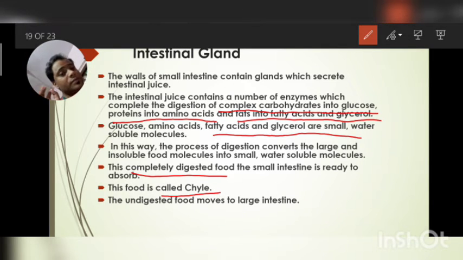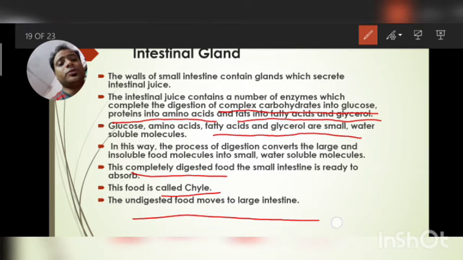Now see, two questions come here for difference. What is the difference between pepsin and trypsin? See, pepsin acts in the stomach, while trypsin acts in the small intestine. Pepsin is secreted by the gastric gland in gastric juice. Trypsin is secreted by the pancreas into the small intestine. Pepsin breaks large proteins and helps convert them into smaller proteins. Okay, and whatever undigested food remains moves to the large intestine.